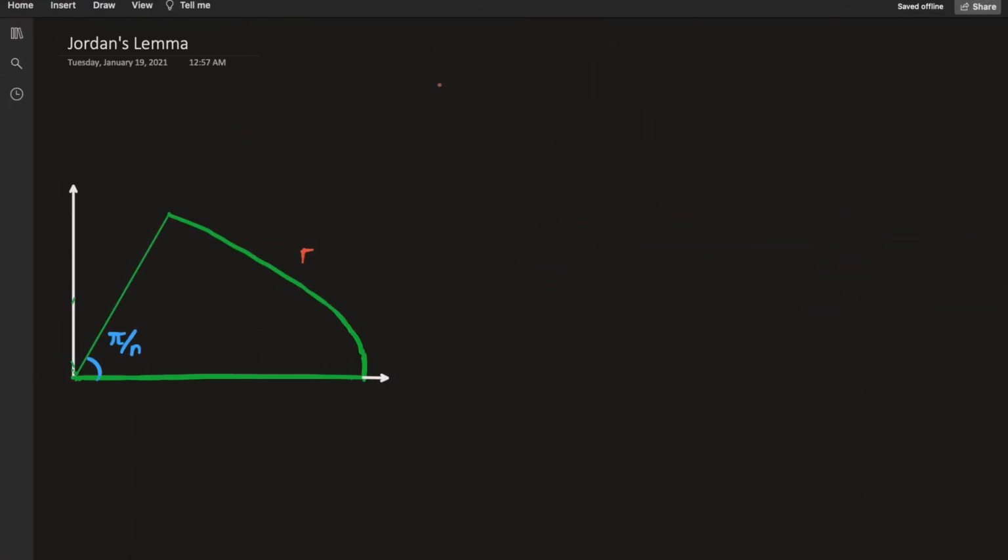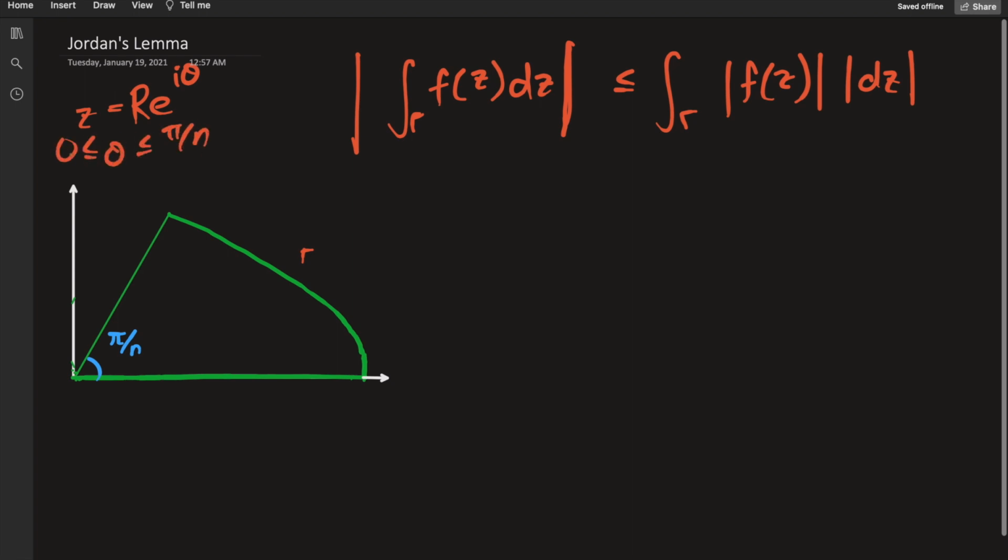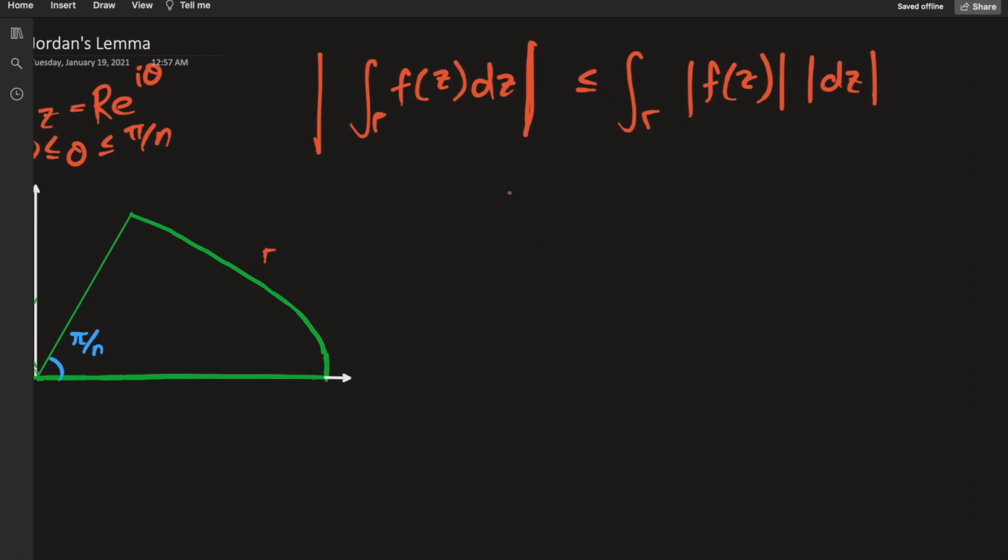Okay, given this contour, we have to look at the integral over gamma of f of z dz. But I would like to consider the modulus of this, which is less than or equal to the integral over gamma of the modulus of f of z. And by Cauchy-Schwarz, I can split the modulus over these. Now I would just consider parameterizing everything. So z is going to equal r times e to the i theta, and theta is going to go from 0 to pi over n. That's the parameterization to work with.